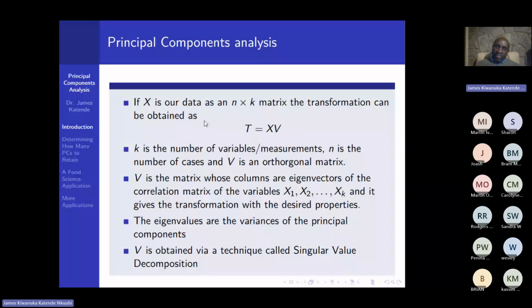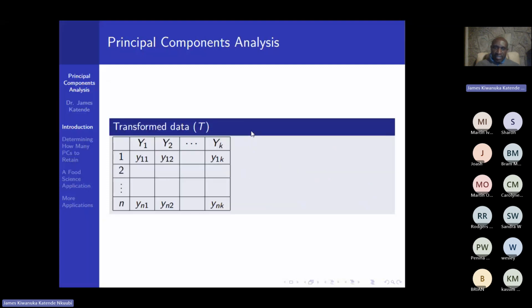The initial data set, we shall represent as capital X. So X will be the matrix containing our original data set. It has k variables and n observations, or n cases. We shall represent the transformed data with capital letter T. So this is your new data set, T, and this is the old data set, which we label X.